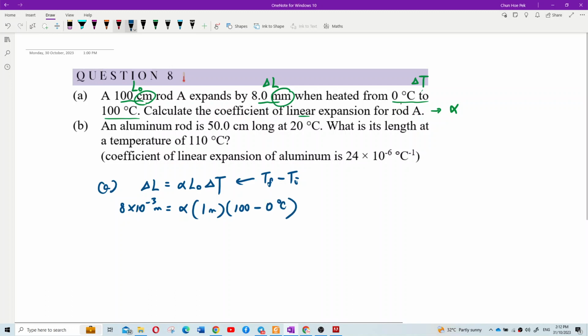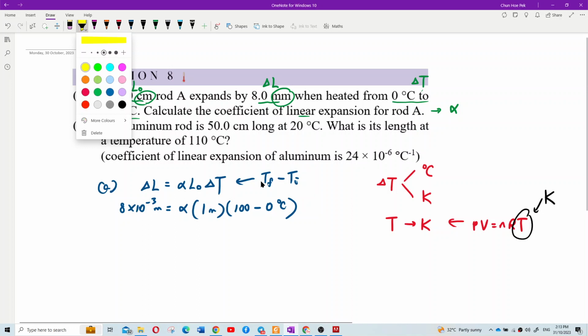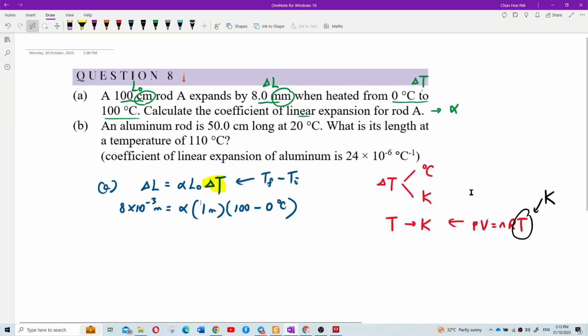Like I said before, for delta T you can use either degrees Celsius or Kelvin. No need to change to Kelvin; you can maintain it as degrees Celsius. Only temperature itself must be changed to Kelvin, for example in the formula PV equal to nRT, where T must be in Kelvin. But for change of temperature, delta T, you can maintain degrees Celsius or Kelvin.